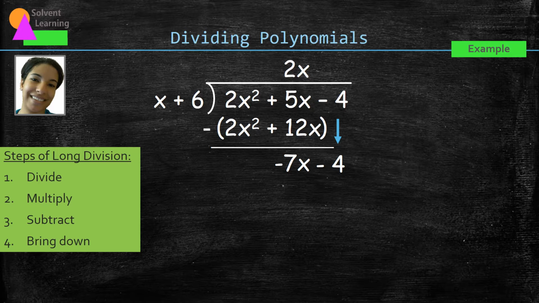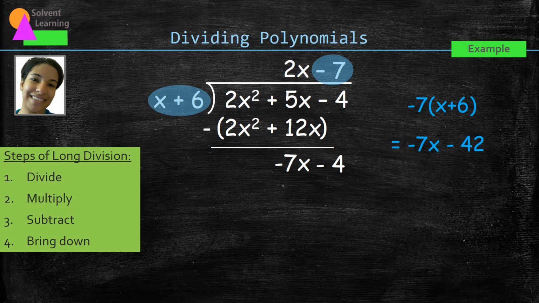Now always remember to bring down the sign that is in front of that term. So since we had a subtraction sign in front of the 4, we bring that down with it. Now we start those steps again. We divide negative 7x by x, which gives us negative 7. And we write that up top as minus 7. Our next step is to multiply that negative 7 times x plus 6, giving us negative 7x minus 42. We write that below.